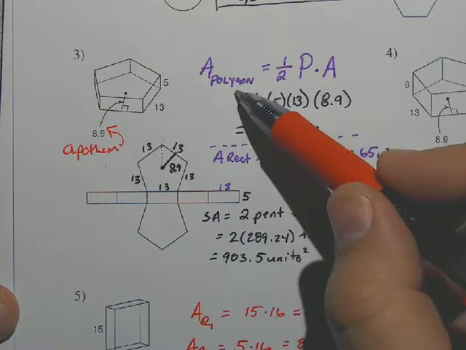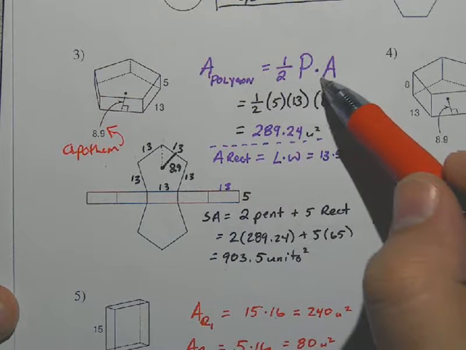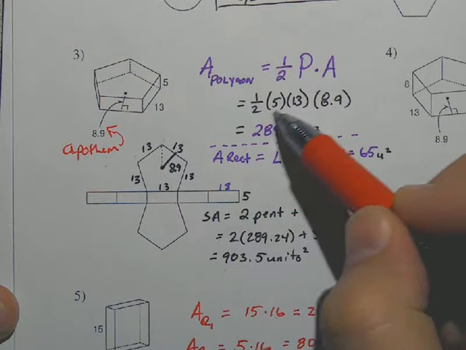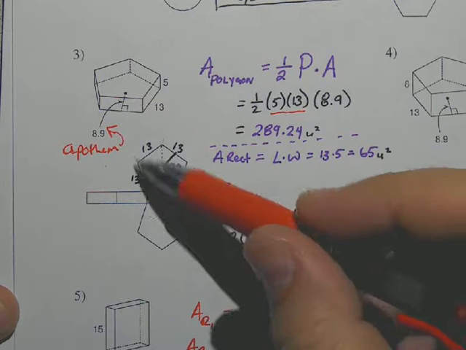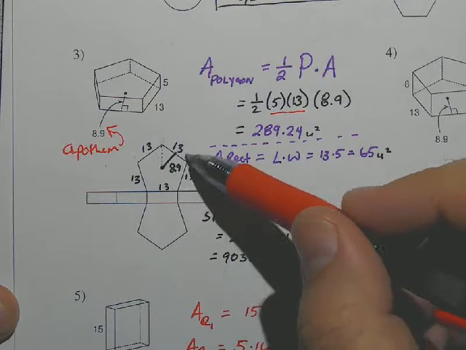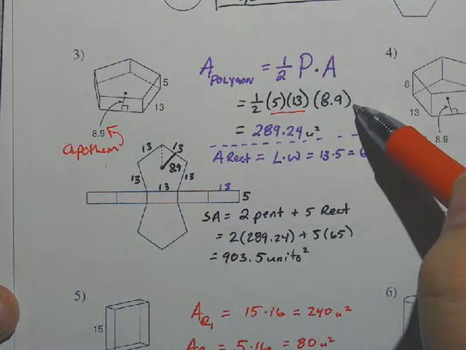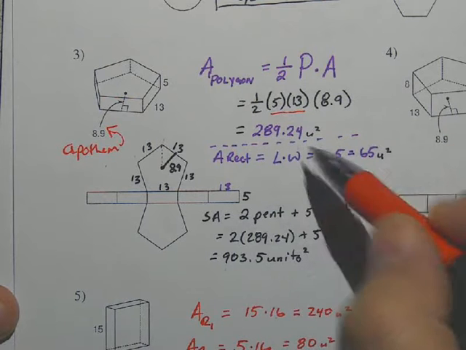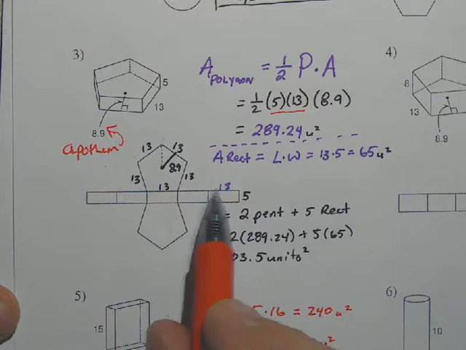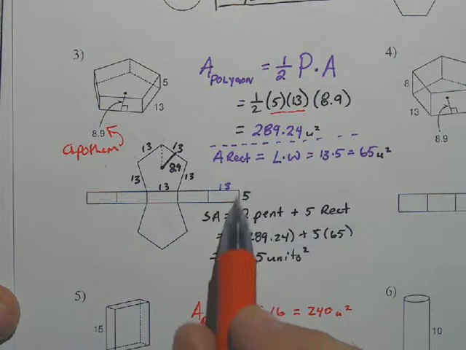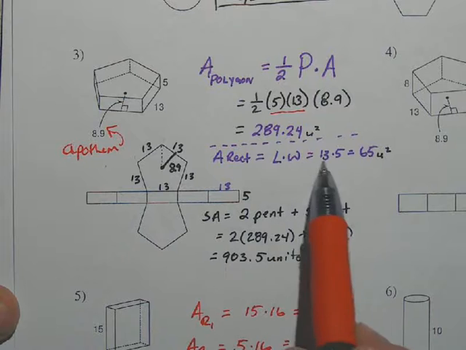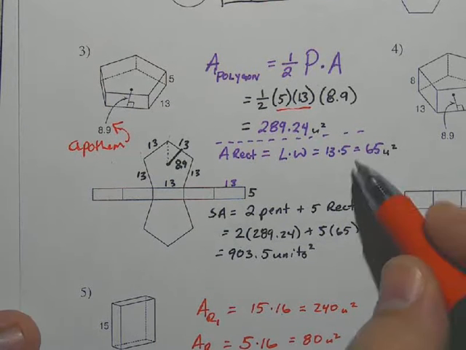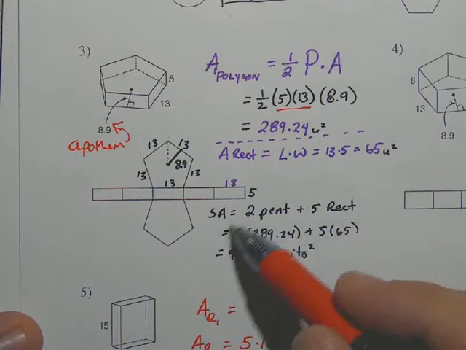Well, actually, I should bring that back over here. The area of a polygon, remember from last chapter, is 1/2 perimeter times apothem. Now the perimeter of this, since this is 13, we're going to have 5 of them. That's 5 times 13. There's that perimeter we were talking about. The apothem is 8.9. Multiply that all together, and you get 289.24. Now these rectangles down here are going to be 13 units wide and 5 units tall. So that's length times width, 13 times 5, which is 65 units squared.